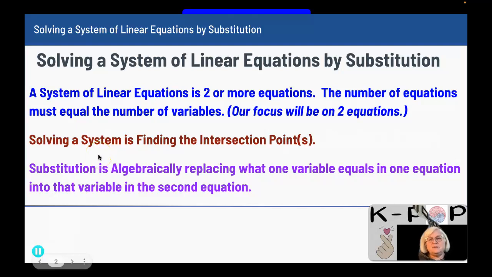Solving a system of linear equations by substitution. A system of linear equations is two or more equations. The number of equations must equal the number of variables. Our focus will be on two linear equations. Solving a system is finding the intersection points. Substitution is algebraically replacing what one variable equals in one equation into that variable in the second equation.